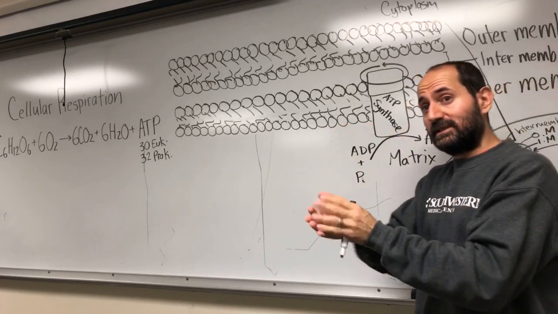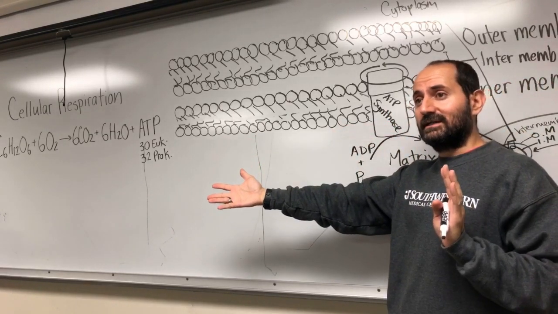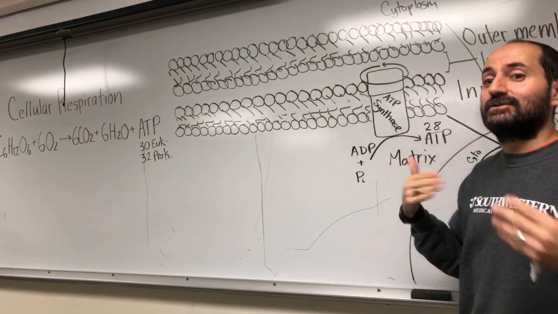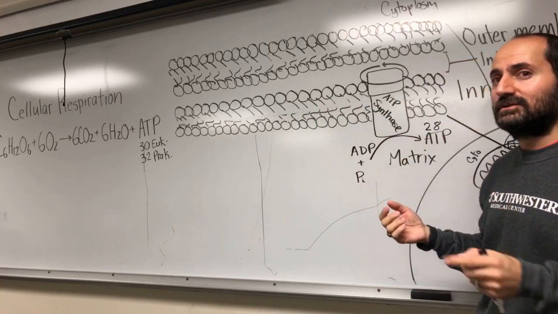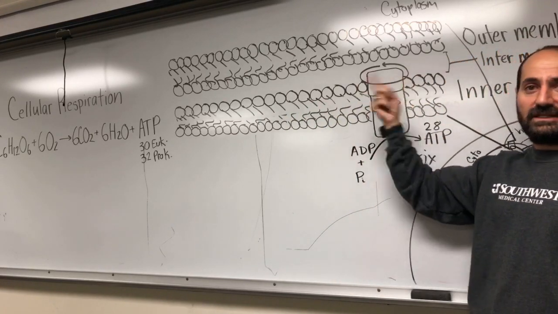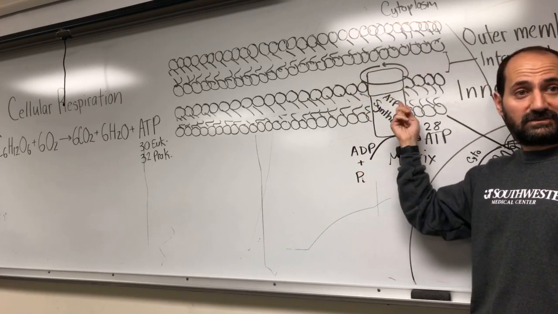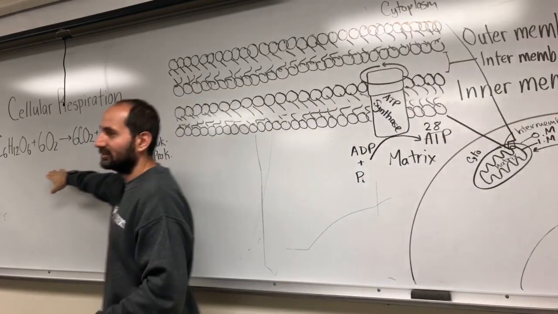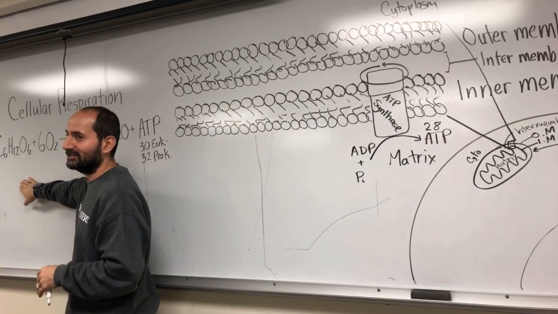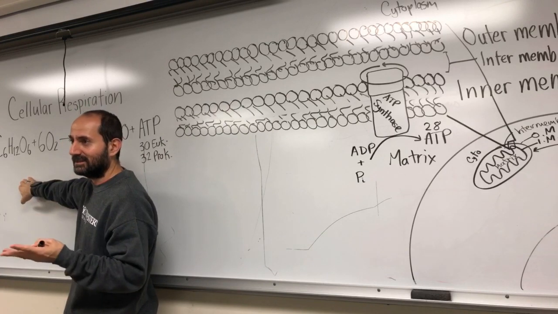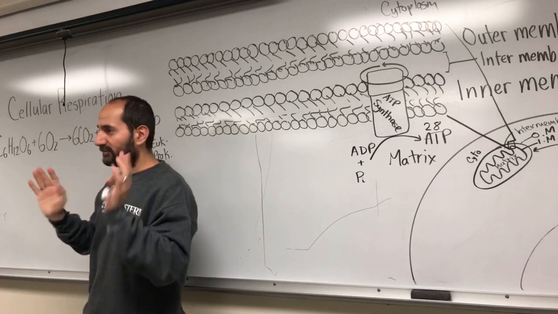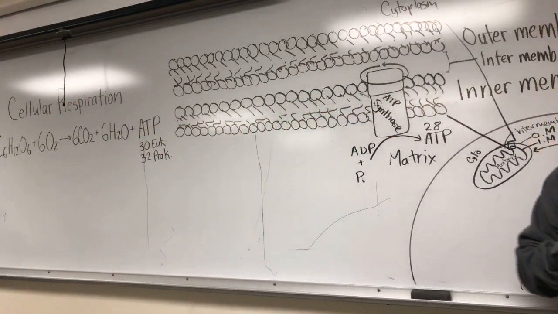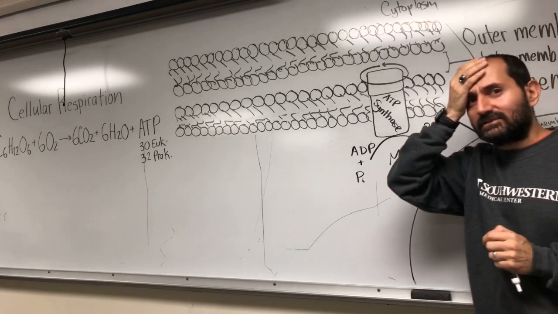If breaking down ATP releases so much energy, that's exergonic. Then making ATP is the opposite. It can't be free. That's endergonic. So what you should understand is, this guy's not spinning for free and just making ATP. If this thing could spin for free and make ATP, you wouldn't need sugar. You wouldn't need to get any energy in your food. If it spun for free, you wouldn't need any calories.